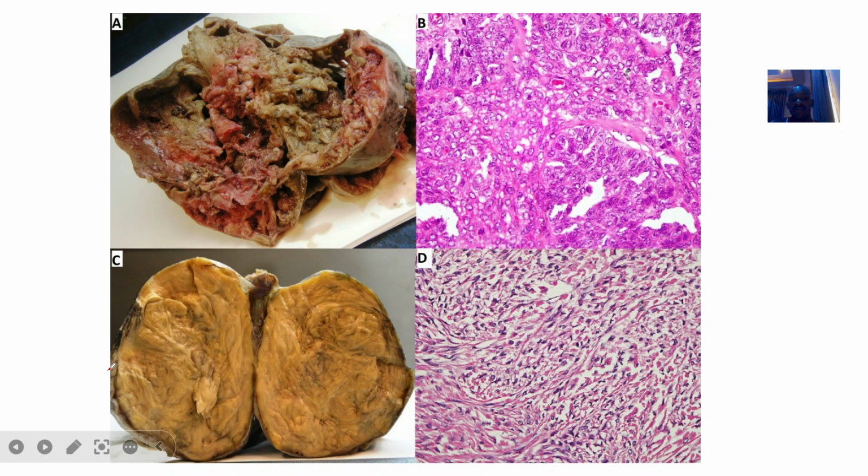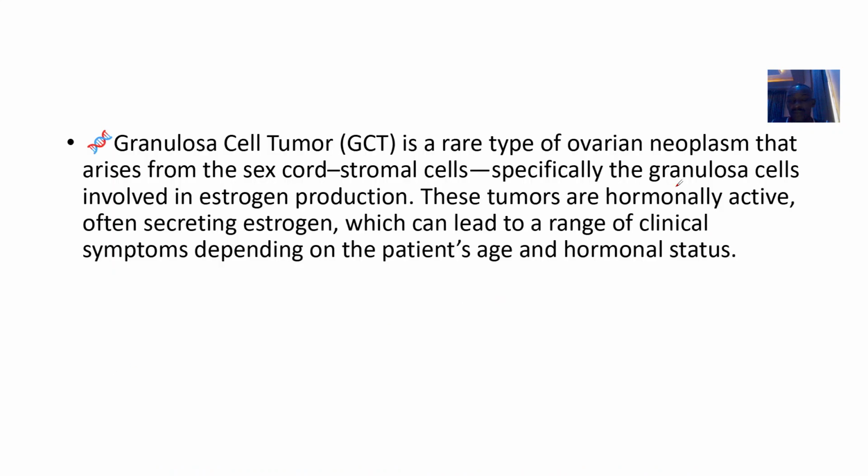All right. So it's just a rare type of ovarian neoplasm. When we say neoplasm, we say cancer. So it arises from the sex cords. Okay. Specifically, the granulosa cells involved in estrogen production.